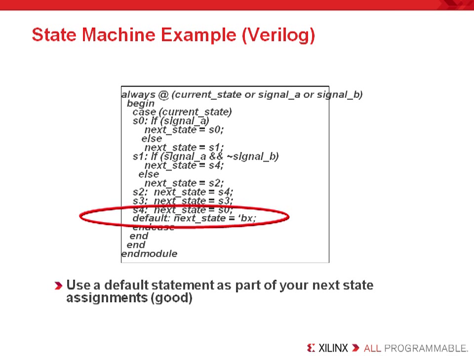This slide shows the rest of the finite state machine. This always block shows the next state logic as part of a large case statement. Note that it uses a default statement. This will reduce the size of the finite state machine and is critical. So make sure you use a default statement.